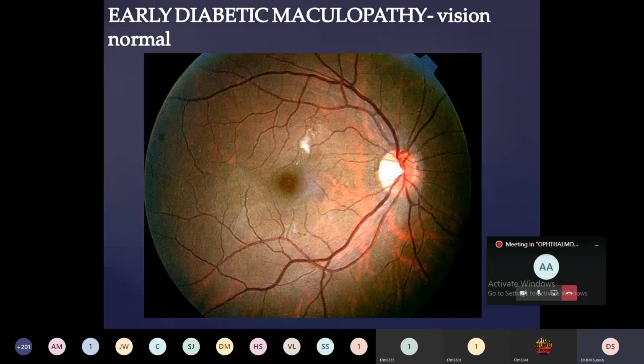This is a case of early diabetic maculopathy, supero-nasal to the macula. You can see a small exudate, but this is not capable of causing gross loss of vision. So in such patients, treatment is necessary, but the patient's vision is normal, and it takes more time for a clinician to convince the patient for treatment in such cases.